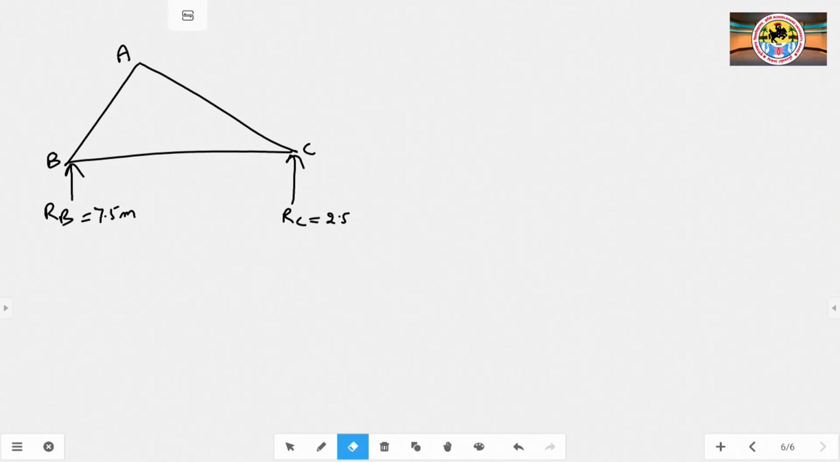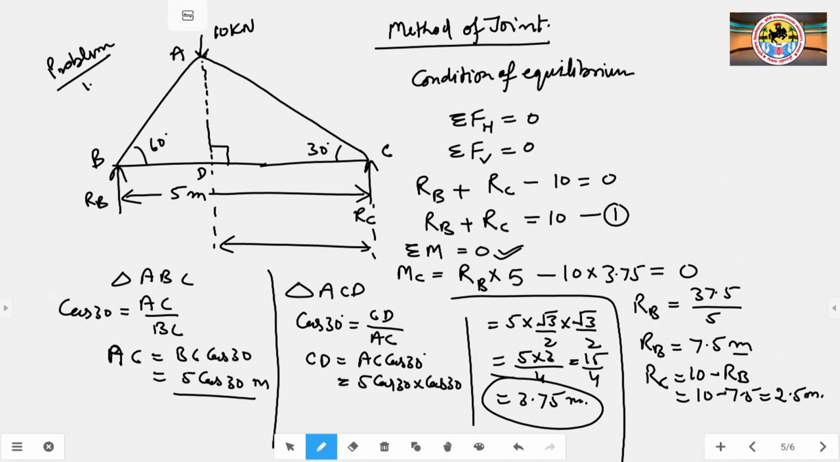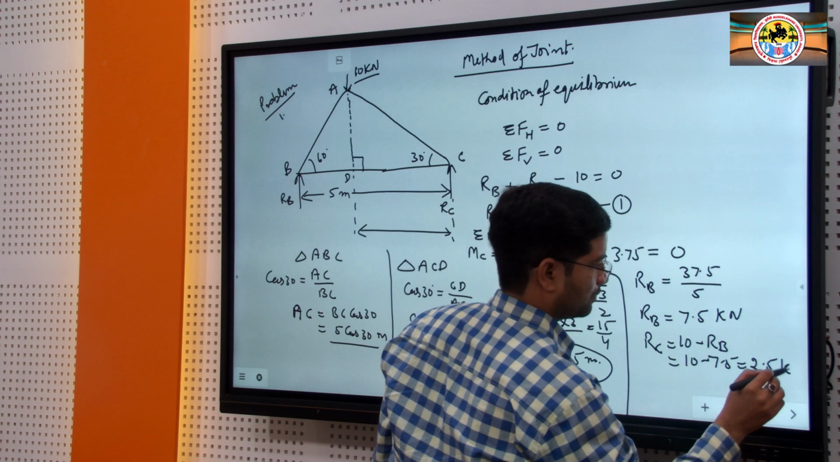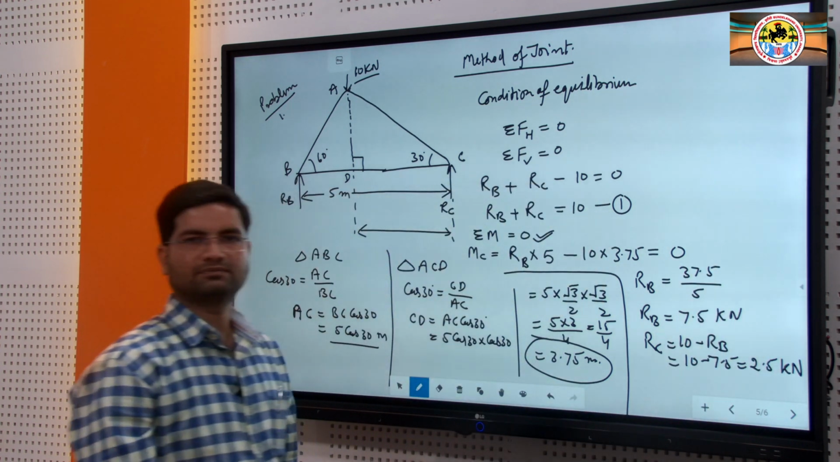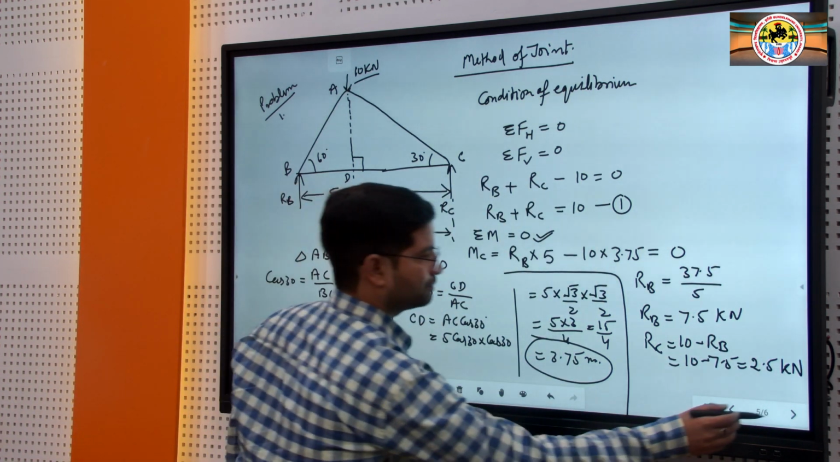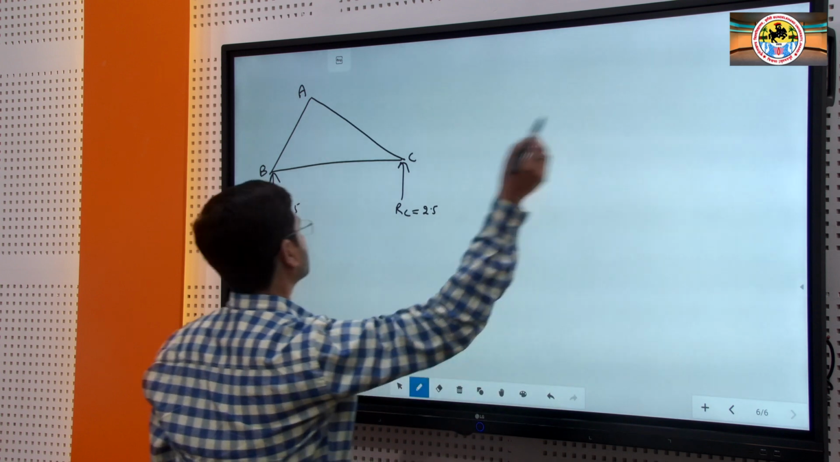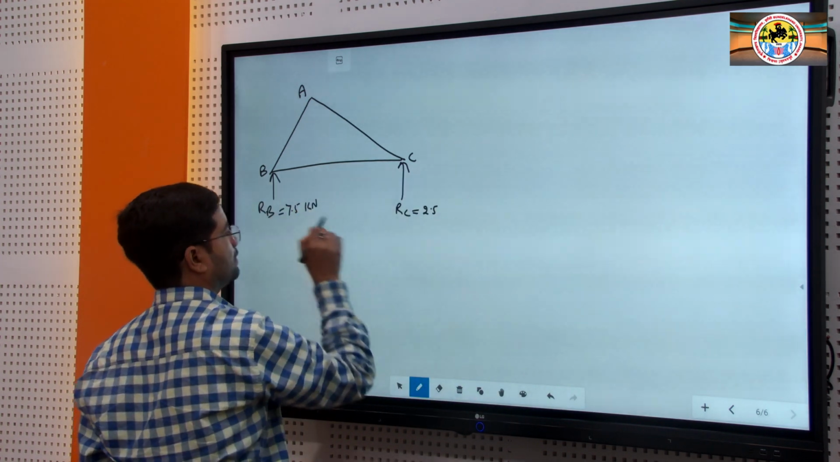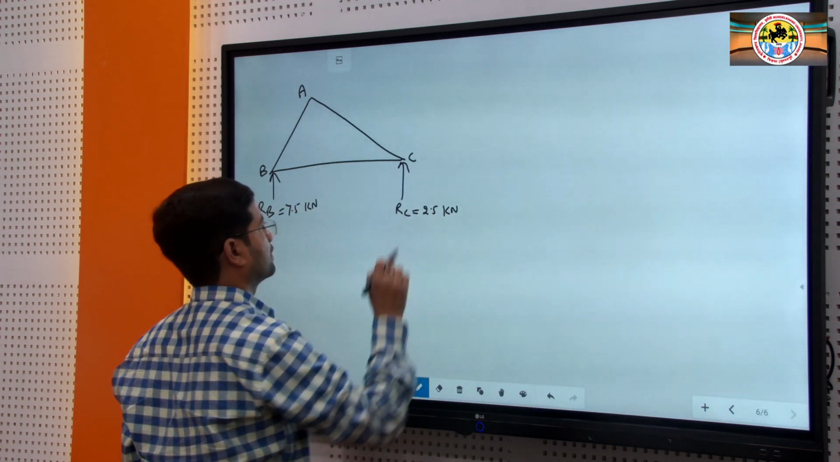Sorry, it is not in meter. The unit of the force is Newton. Here, at C, it is given 10 kilonewton. So, the value of this reaction is also in kilonewton.